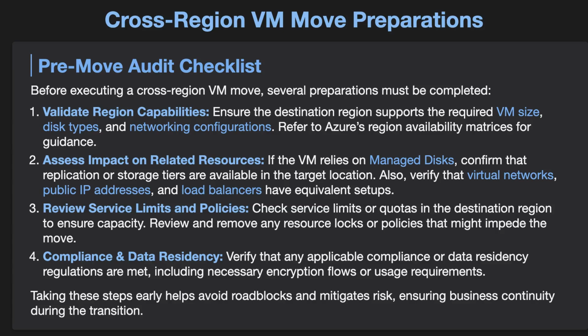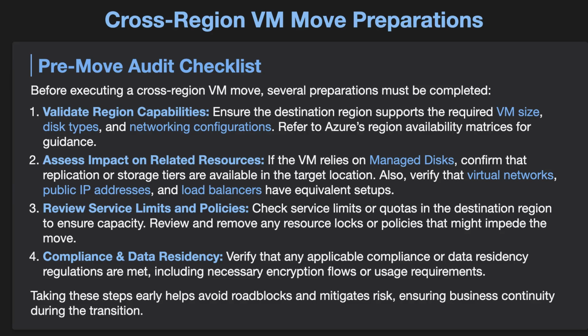Before executing a cross-region VM move, several preparations must be completed. First, administrators should validate that the destination region supports the required VM size, disk types, and networking configurations. Azure's region availability matrices can provide guidance on these capabilities. Second, consider how the move affects related resources. If the VM relies on managed disks, confirm that replication or storage tiers are available in the target location. Virtual networks, public IP addresses, and load balancers may also require equivalent setups.